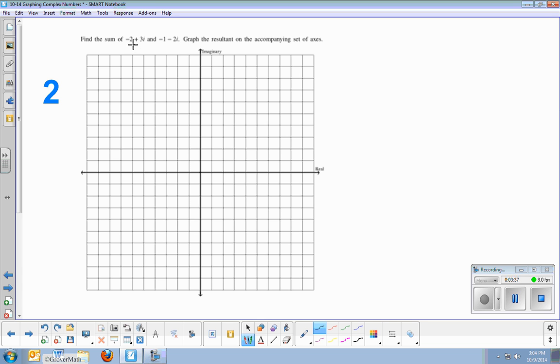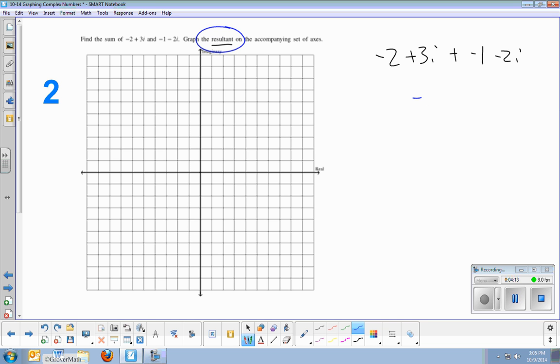The second one wants the sum of these. So find the sum of negative 2 plus 3i and negative 1 minus 2i. And they want to graph the resultant on the accompanying graph. Now, the word resultant might be new for you. You're going to hear that again later. And this whole thing with graphing vectors, you're going to see vectors come up again later on towards the end of trigonometry. So it's going to be a while, but you will see some of this stuff come up again. You'll see this word again, resultant. And it's basically the result of adding two vectors together.